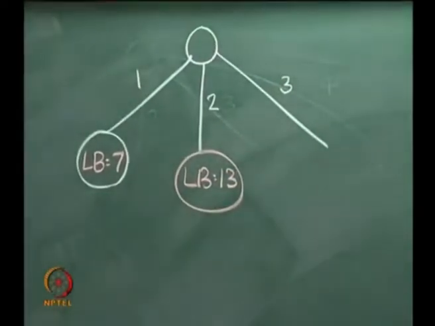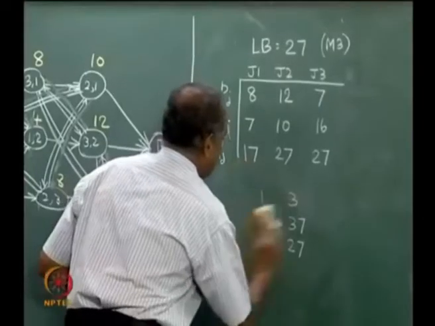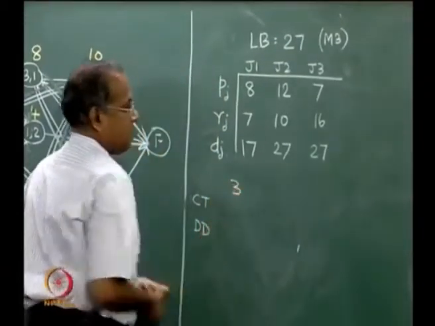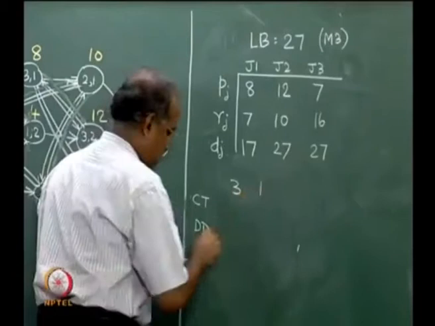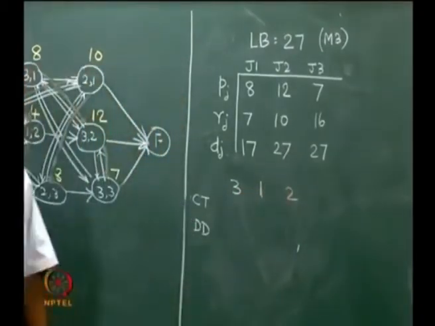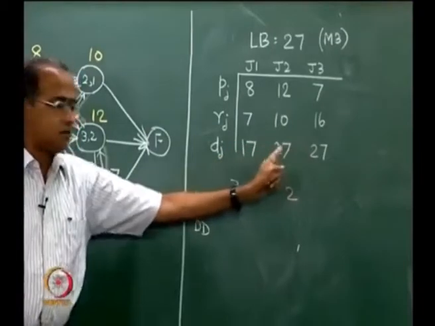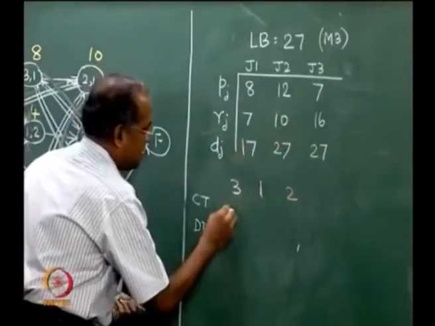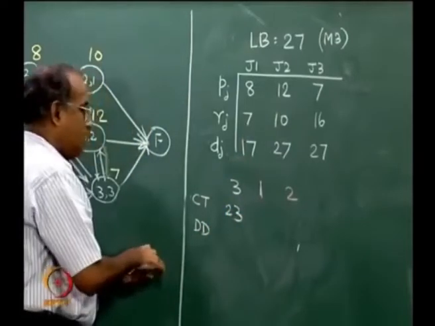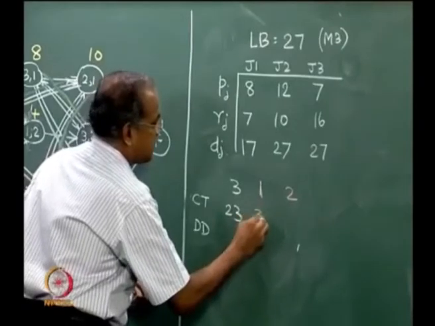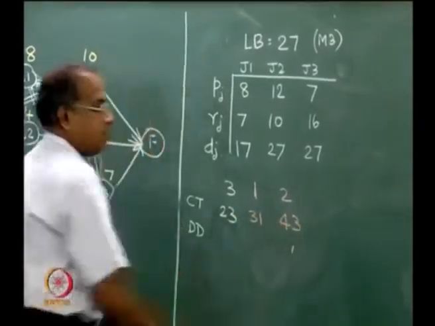Now, let us look at 3, based on due dates 1 and 2. Now, completion time: this is available at 16, so 23. So, at 23 this is available, 23 plus 8, 31, plus 12, 43.